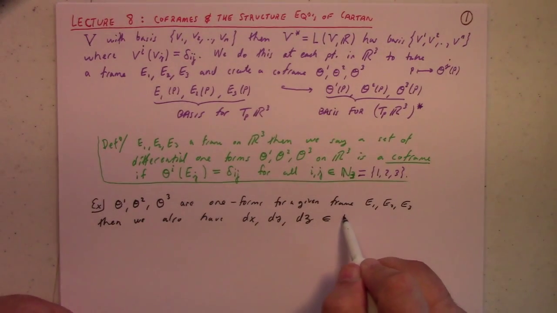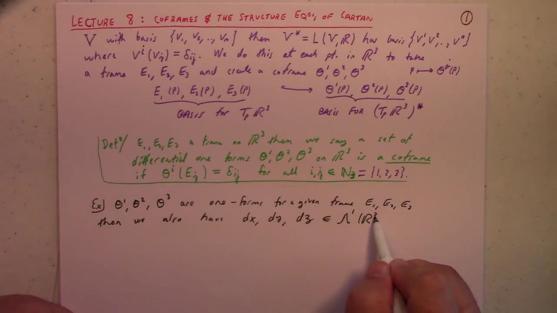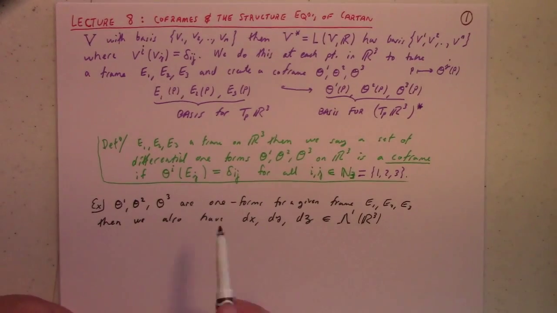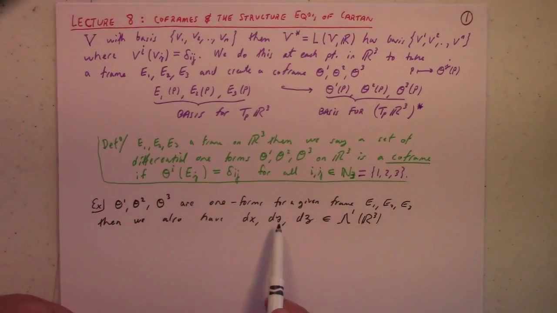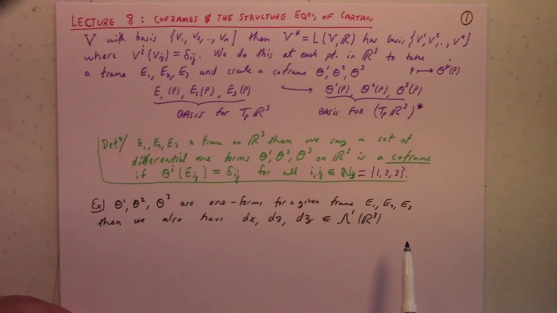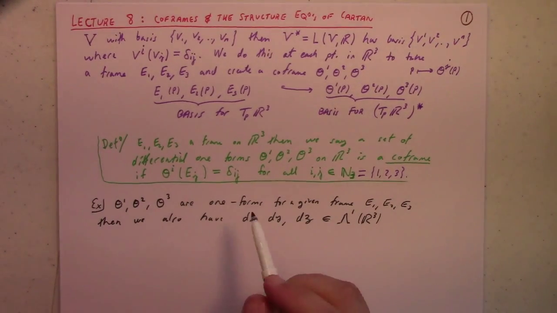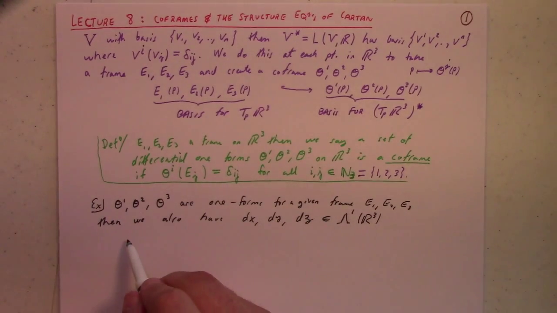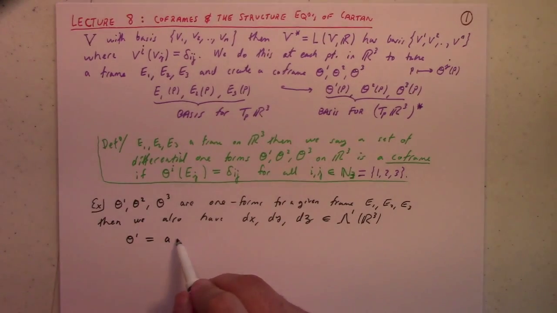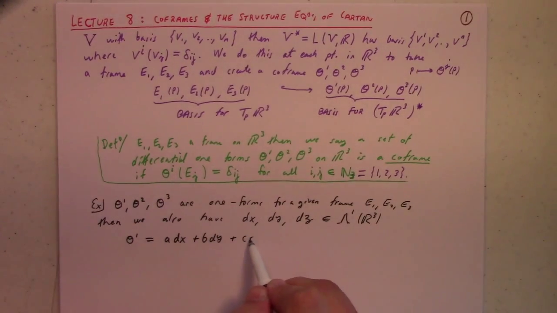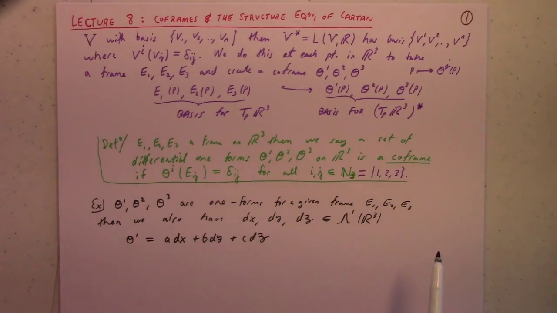A notation for the set of all one forms is lambda 1 of R3. I'd like to say that this coframe and this set of differentials are both giving you, quote-unquote, a basis for this, but I should be careful. It's not a linear algebraic basis, because the coefficients are actually functions. So there's a natural question: how are these thetas related to dx, dy, dz? For example, theta 1 should be equal to a dx plus b dy plus c dz for some triple of functions a, b, c.